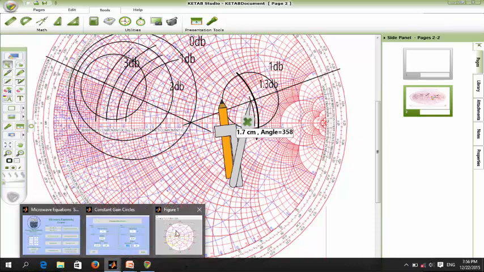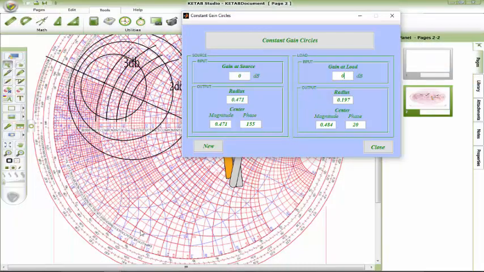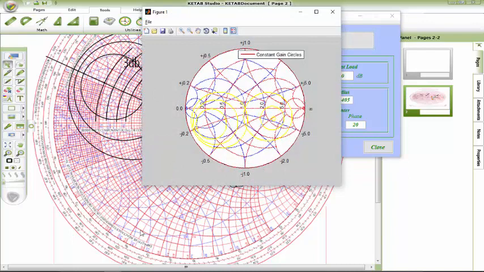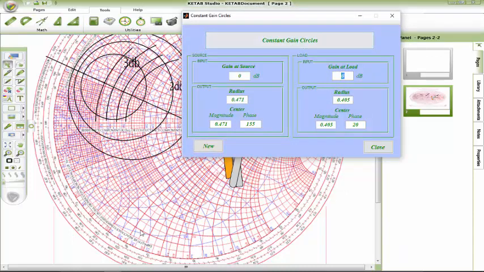Again we put 0 dB here. We have another circle which intersects with the origin. It's the 0 dB circle, with 0.4 radius and 0.4 center.